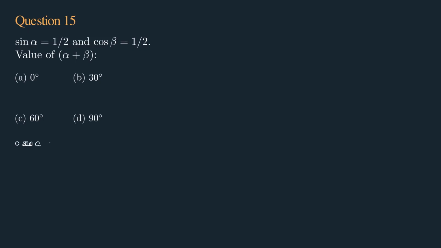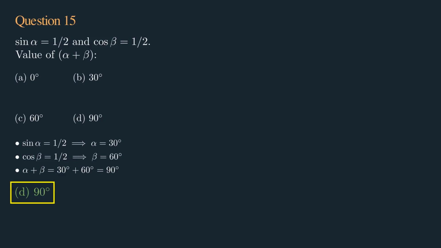Question 15. If sine alpha is 1/2 and cosine beta is 1/2, find the value of alpha plus beta. Here are the options. Sine alpha is 1/2 implies alpha is 30 degrees. Cosine beta is 1/2 implies beta is 60 degrees. Their sum is 90 degrees. The correct option is D, 90 degrees.